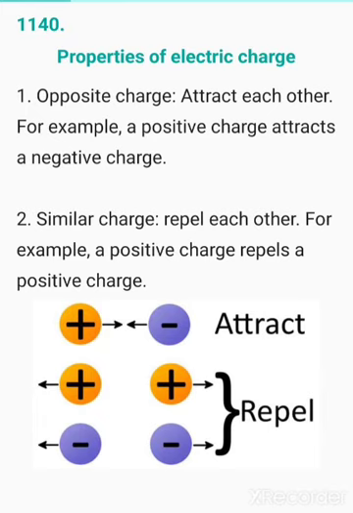So basically, what are the properties of these charges? In earlier classes, we know that, number one, opposite charges attract each other and same charges repel each other. Obviously, a positive charge attracts a negative charge and a negative charge attracts a positive charge. So this is the basic term.